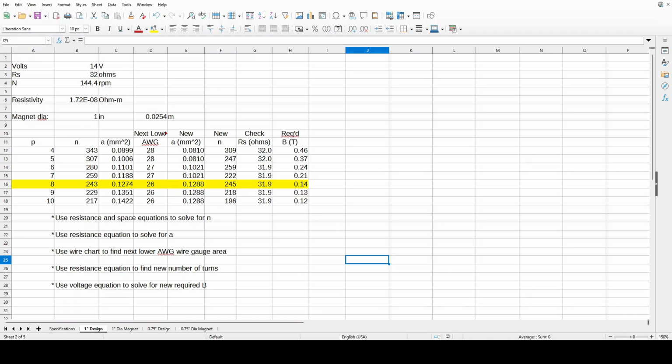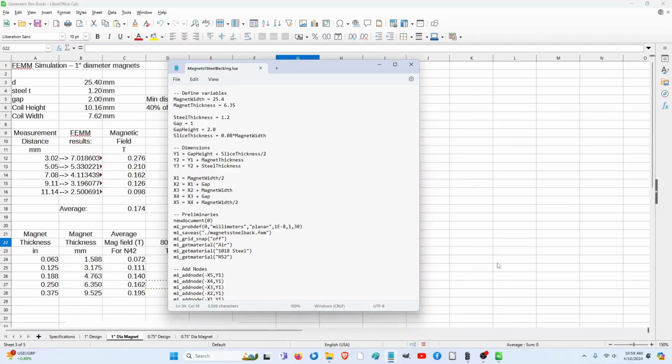Note that I did not do anything about heat or anything like that. You might have to look at whether the coil can even carry the current, but I didn't look at that because I'm dealing with some pretty low wattages. So here's how I did the magnetic design.